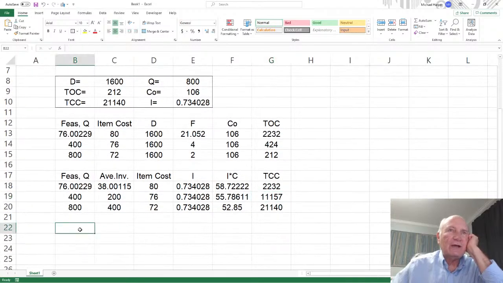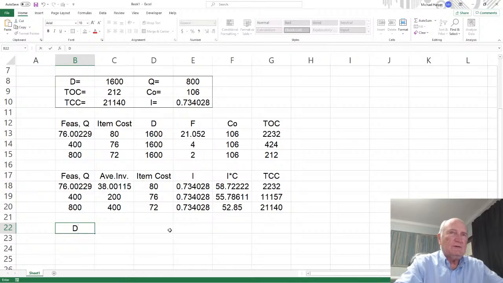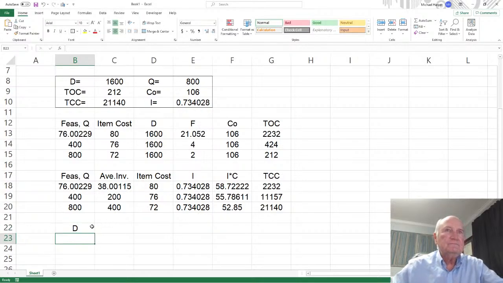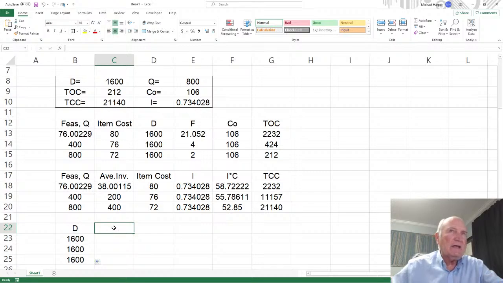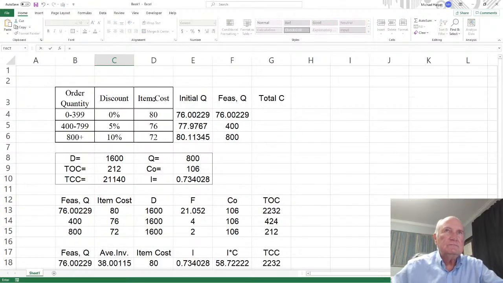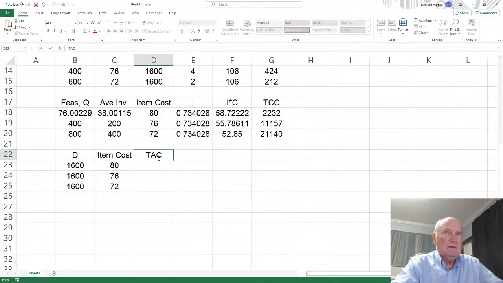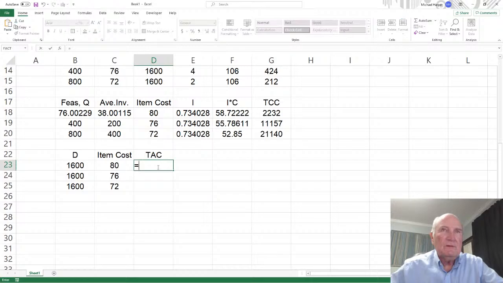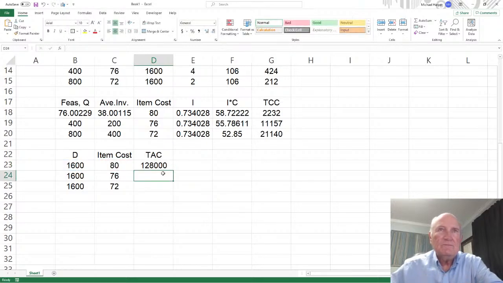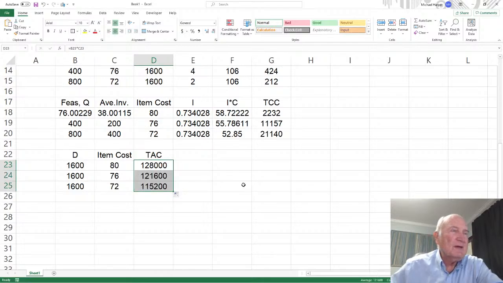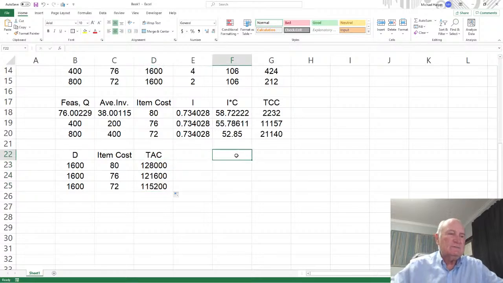Now the last thing is the total acquisition cost. This is our demand here. That's our demand, and then we multiply that times our item cost. The total acquisition cost equals this times this. Then over here we'll have our total cost.